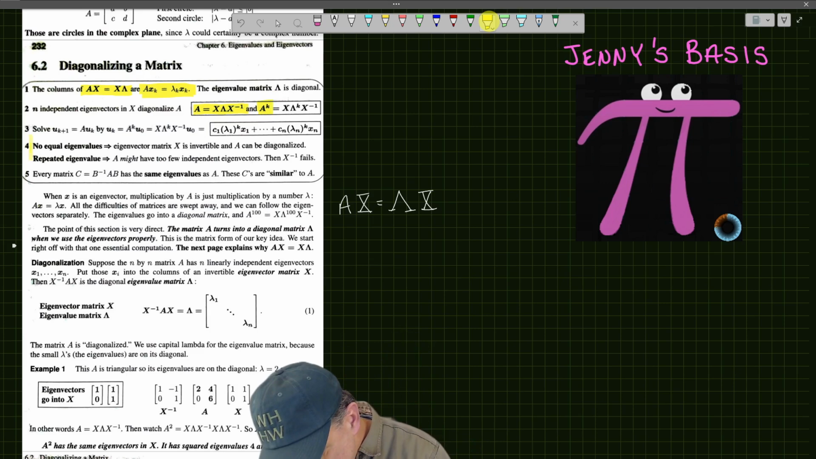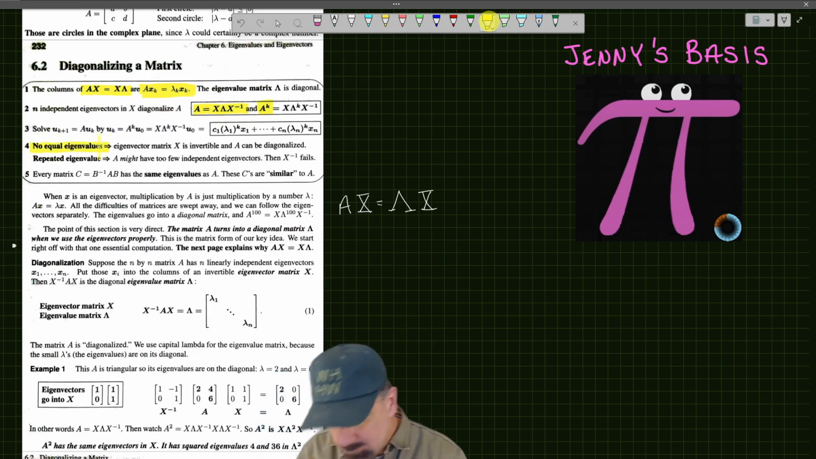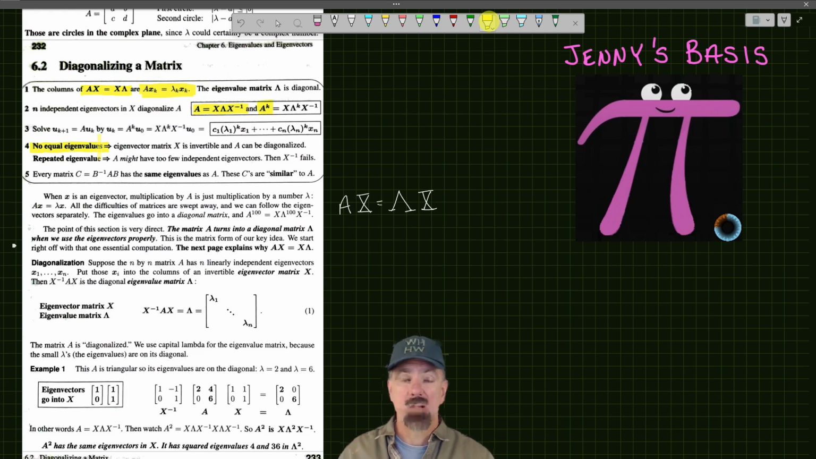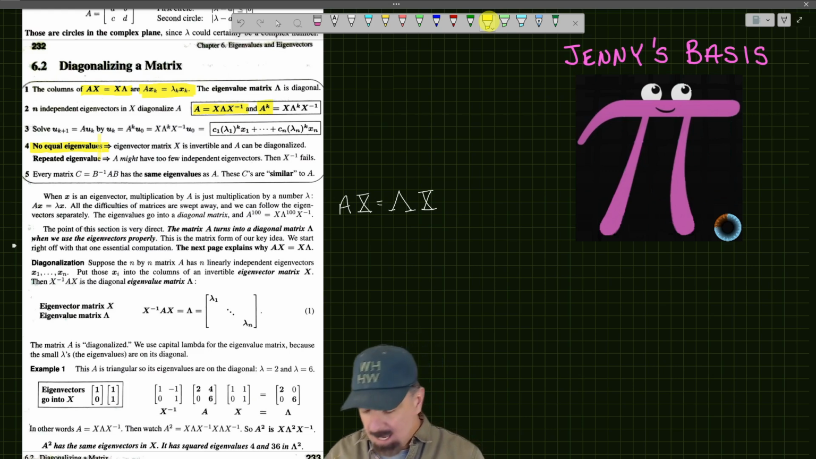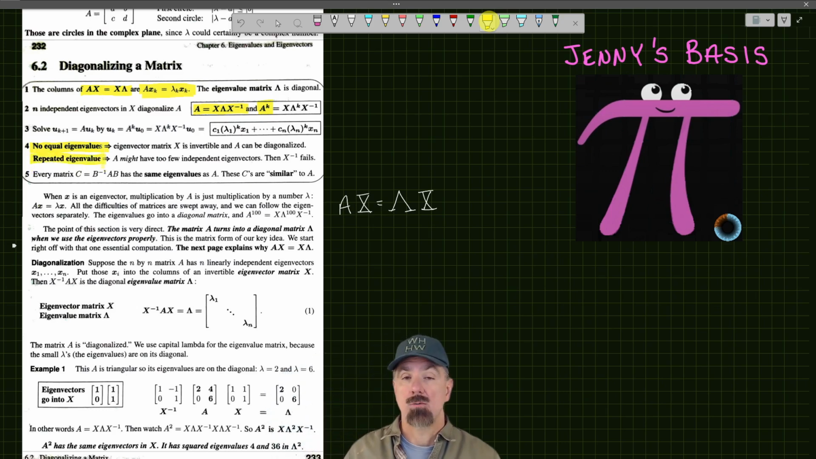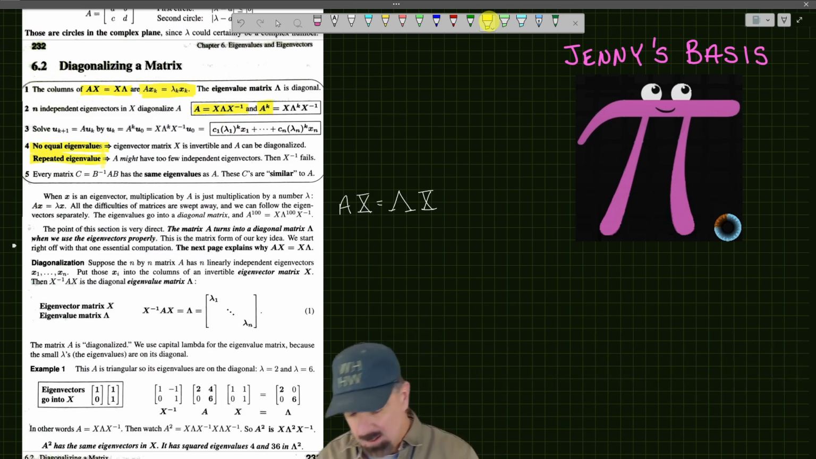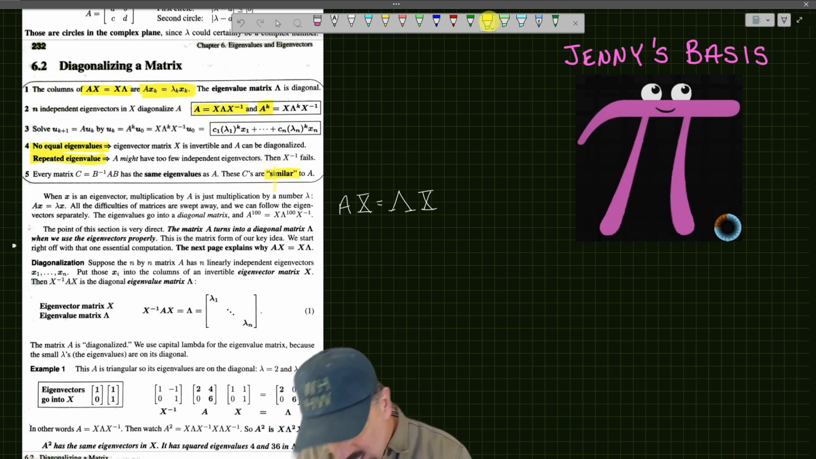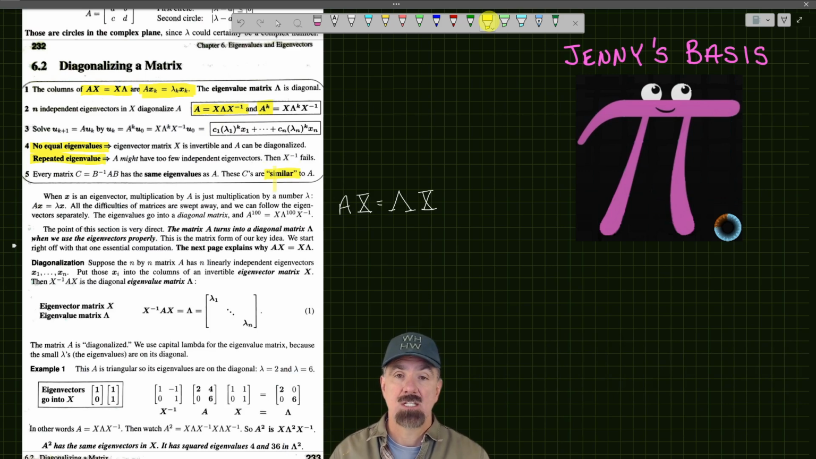Then some important results here. As long as the eigenvalues are not repeated, then we know the matrix can be diagonalized. If, however, we have repeated eigenvalues, then we don't know. We have to do a little more investigation, and it comes down to the set of eigenvectors. We'll talk more about that in just a minute. And the last topic we're going to talk about is similar matrices, which, again, is back to the whole concept of change of basis.